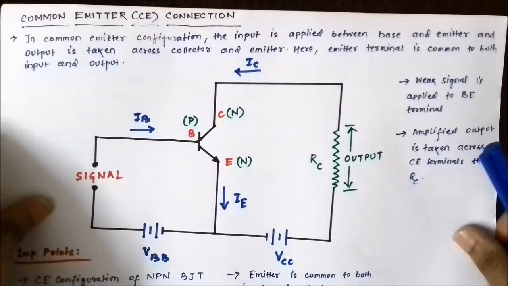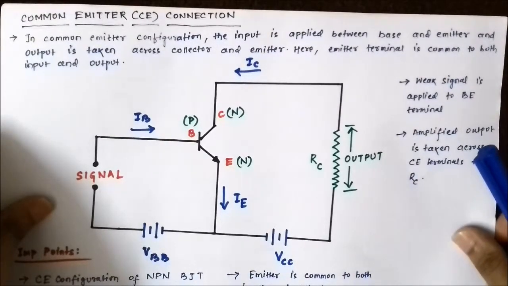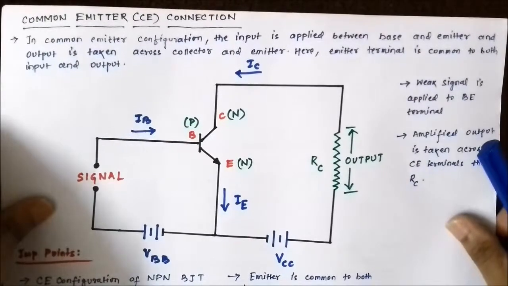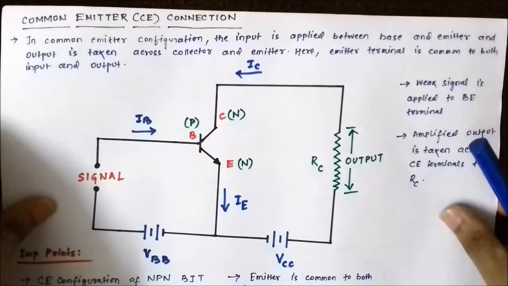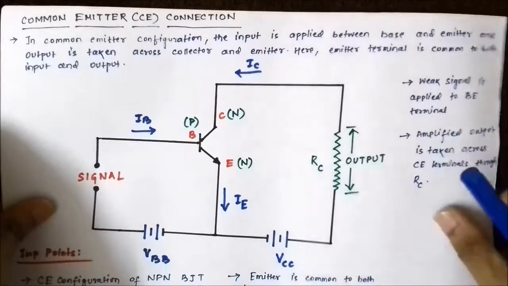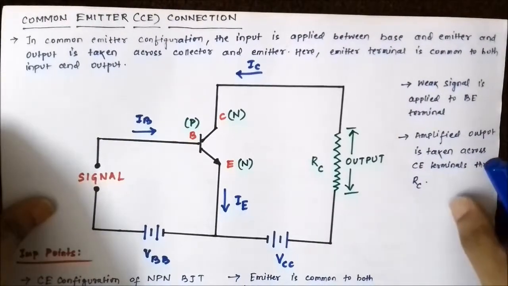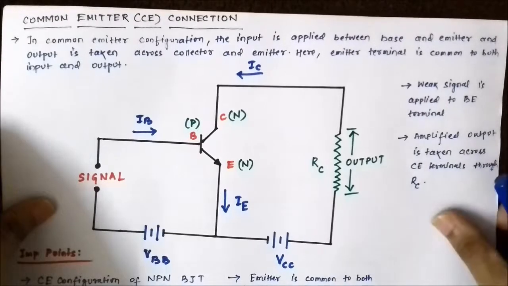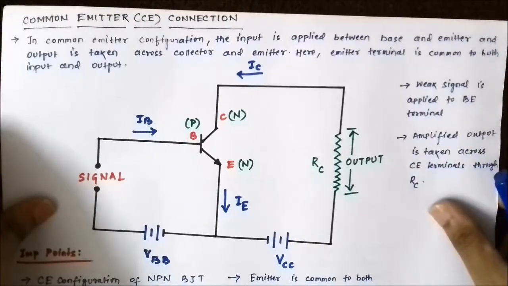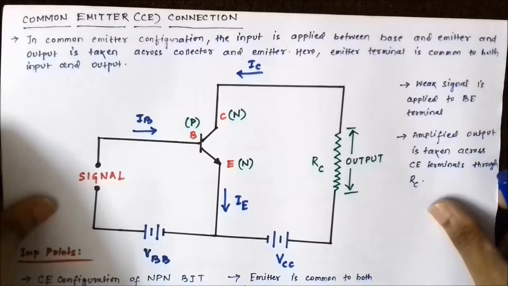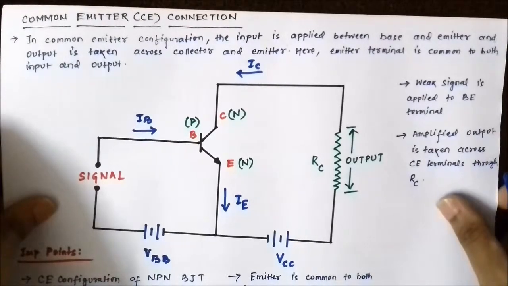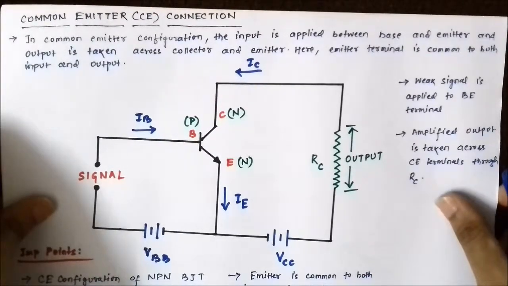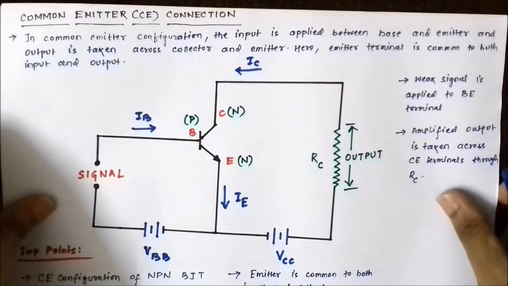common base configuration BJT. So in today's video we will discuss the common emitter configuration or the common emitter connection of BJT. The same way, first we'll discuss the important parameters associated with common emitter connection, the current amplification factor and the expression for collector current, and then we'll discuss the voltage current characteristics. So let's get started. So here you have this circuit diagram.